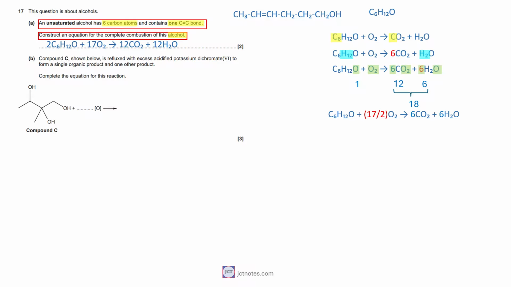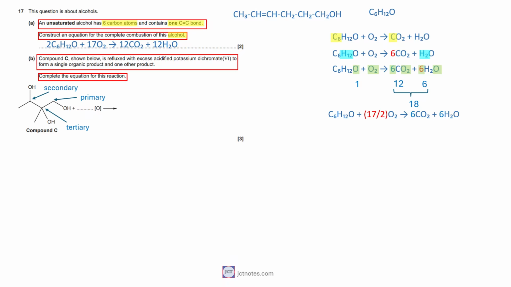In Part B, we have compound C that is refluxed with excess acidified potassium dichromate(VI) to form a single organic product and 1 other product. We are asked to complete the equation for this reaction. We have the oxidation of an alcohol containing primary, secondary, and tertiary alcohol groups. The oxidation behavior varies depending on the type of alcohol.